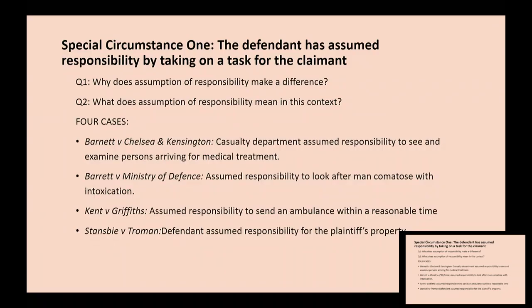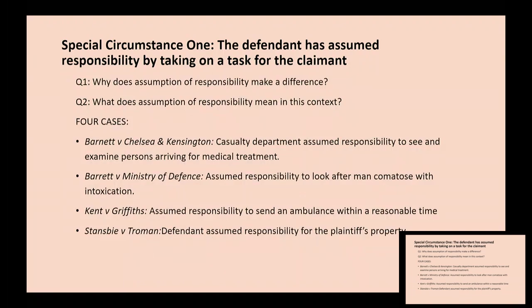So on these facts, is there a proximate relationship between the 3 men and the hospital staff that gives rise to a duty of care to take action, a duty of care to see and examine the men? And the court found, yes, there was a duty of care here. The casualty department did owe a duty of care to see and examine the three men.